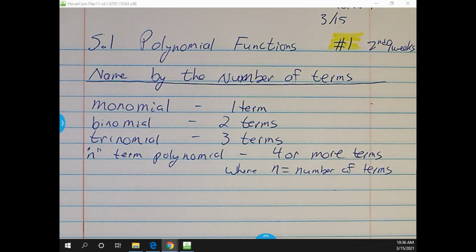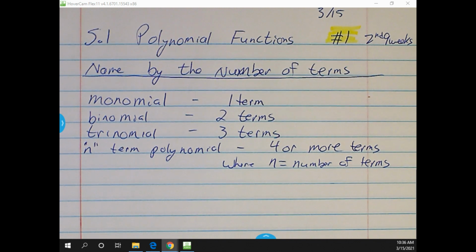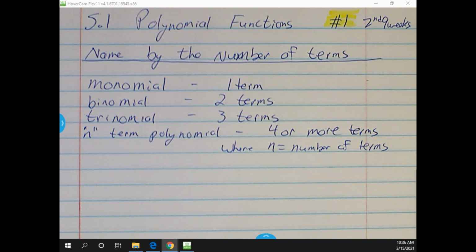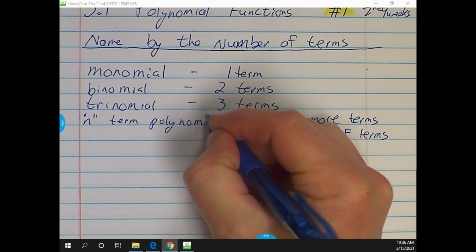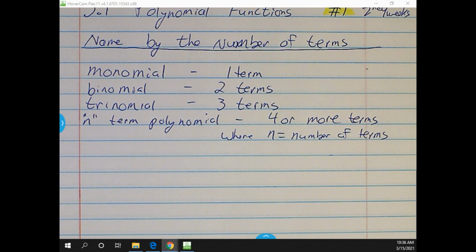so if it's got 5 terms in it, that is called a 5-term polynomial. If it's got 6 terms in it, it's a 6-term polynomial. So once you get past 3, there's nothing really fancy about it. It's that many terms polynomial. If it's got 10 terms, it's just a 10-term polynomial. They don't have any extra special names after you get past monomial, binomial, and trinomial. They're all just basically the same thing.